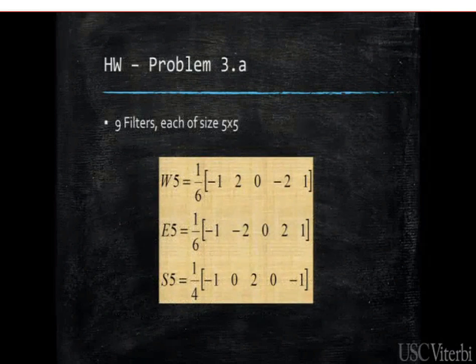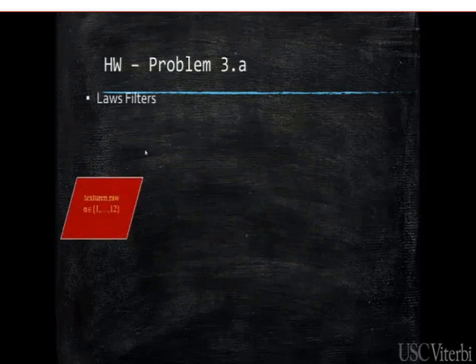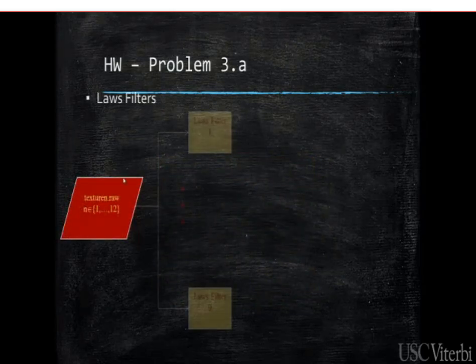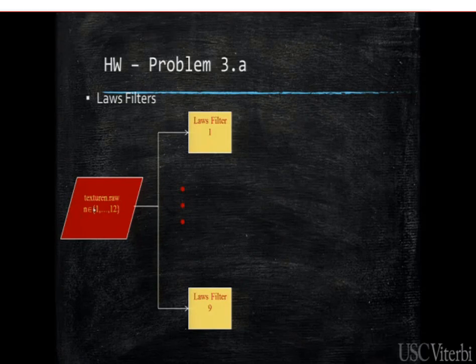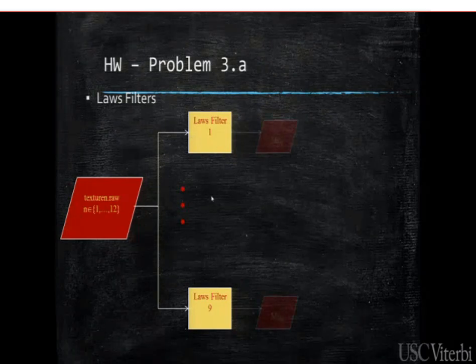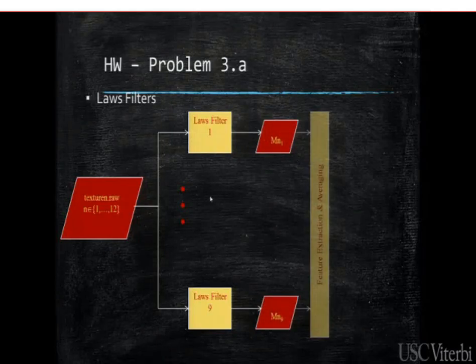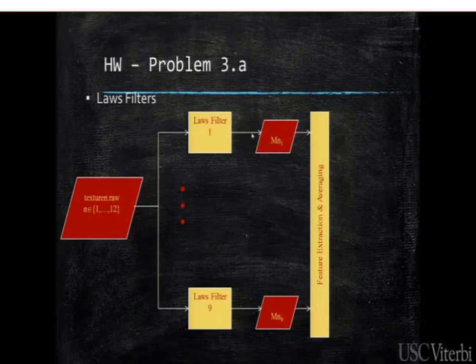For 3A, you have the 9 filters. So basically, you have the texture images, which are 1 to 12. You calculate the filter responses, and these are the output images. Then you do this calculation for each pixel, right? Then you take the average of all of those. So when I take the average of all the pixels in this, I'll get one number, right?